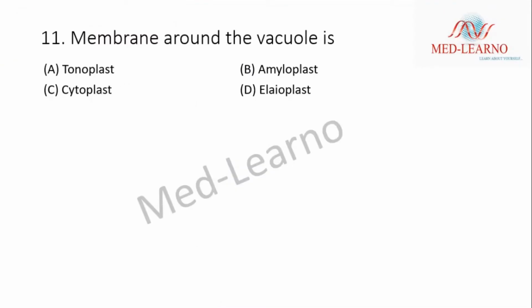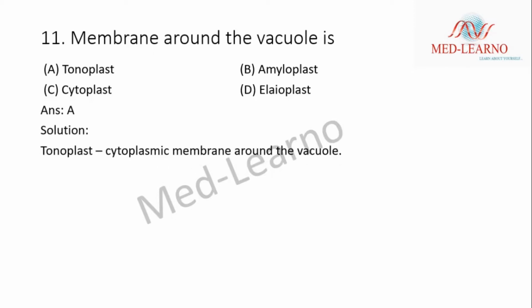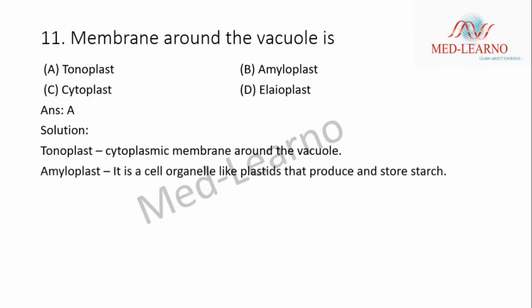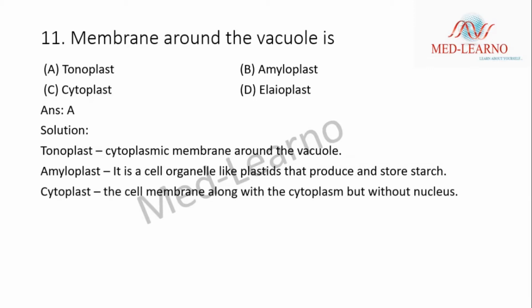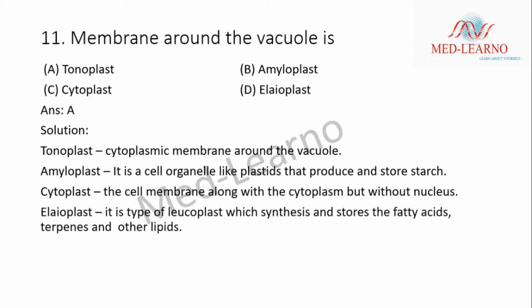Membrane around the vacuole is: tonoplast, amyloplast, cytoplast, helioplast. Answer is option A, tonoplast. Tonoplast is a cytoplasmic membrane around the vacuole. Amyloplast is a cell organelle, a plastid that produces and stores starch. Cytoplast is the cell membrane along with the cytoplasm but without nucleus. Helioplast is a type of leucoplast which synthesizes and stores fatty acids, terpenes and other lipids.